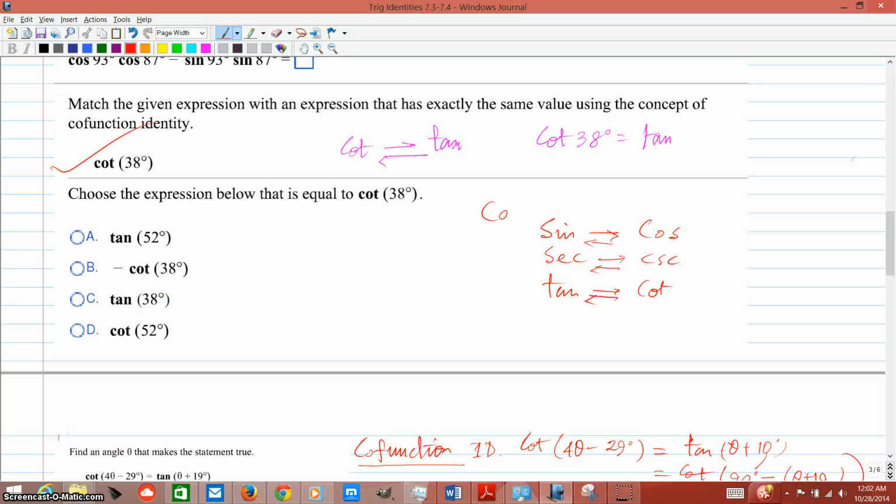So basically, if I know sine of 20 degrees, I also know that my cofunction will be cosine of 90 degrees minus the given angle, so it will be cosine of 70 degrees. Similarly, cotangent of 38 degrees will be the same as tangent of 90 minus 38, which turns out to be tangent of 52 degrees. Okay, so that's my final answer.